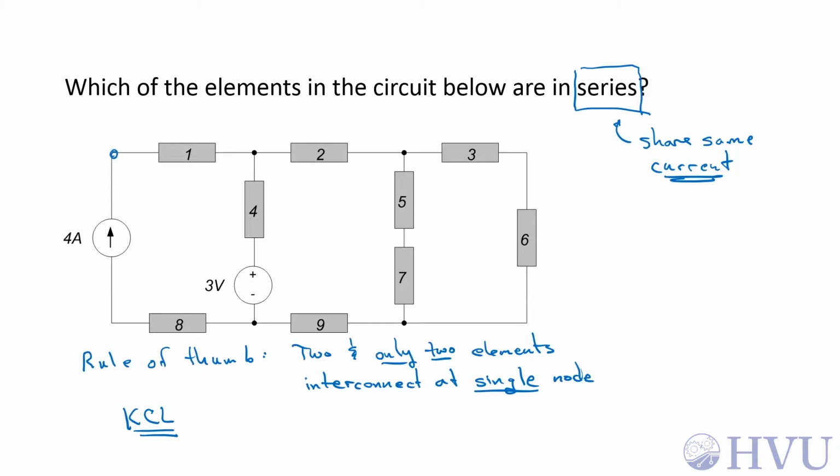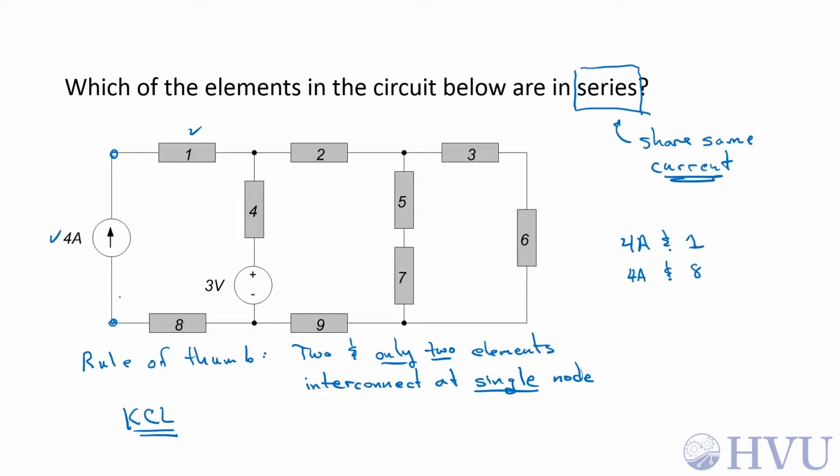So, for example, at this node here, I have only two elements connected, the 4 amp source and element number 1. Those two are in series. Likewise, down here, element 8 and the 4 amp source also interconnect at a single node. Those are the only two elements connected to that node. So the 4 amp source and element 8 are also in series.